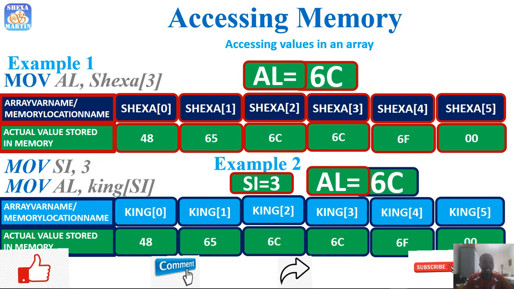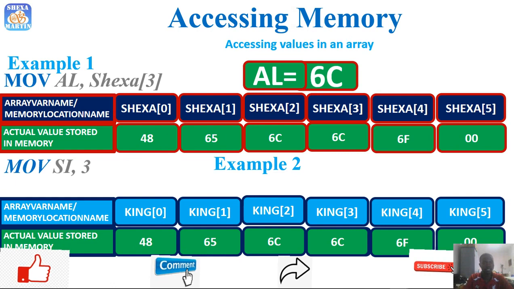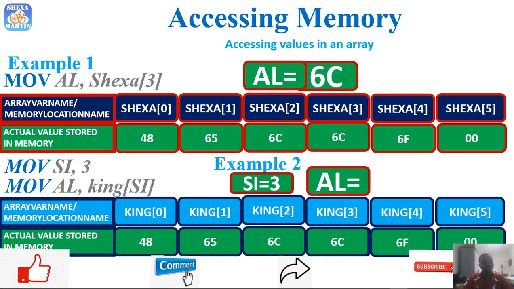So you can see that this instruction and that instruction give the same result. It's just that in this one we are using memory index registers to access our memory. So let's see what happens from scratch. You move 3 to SI, then we move the value at that index to AL. Right, so I hope you are understanding what is happening here.